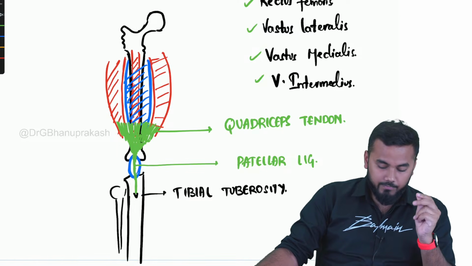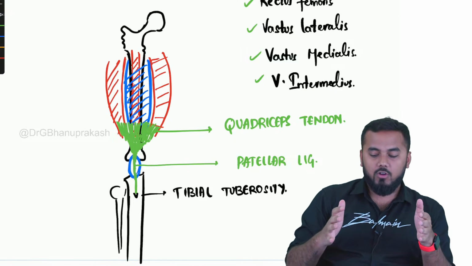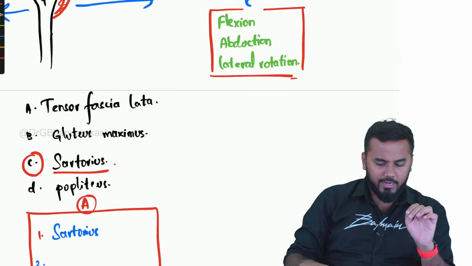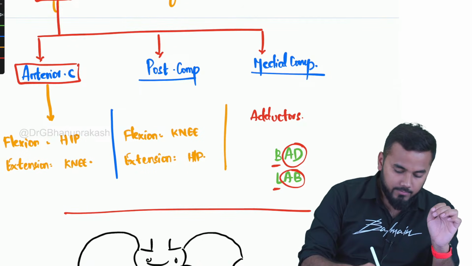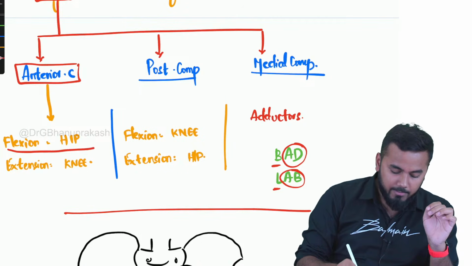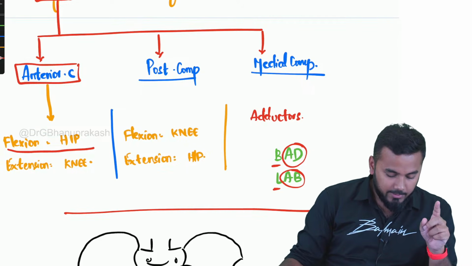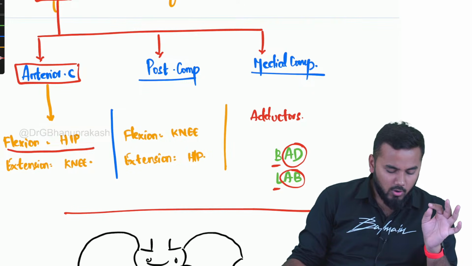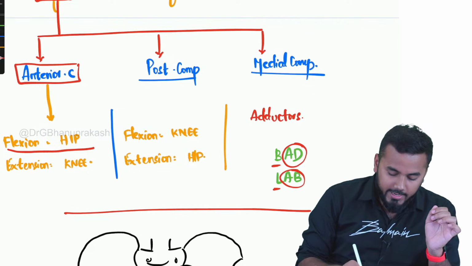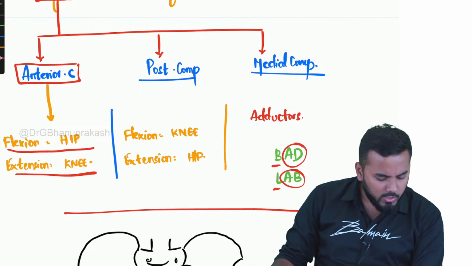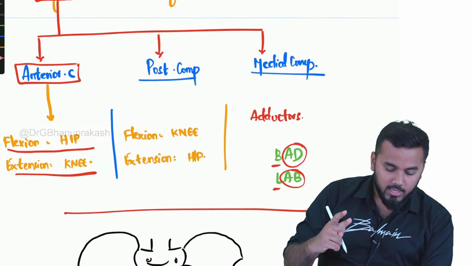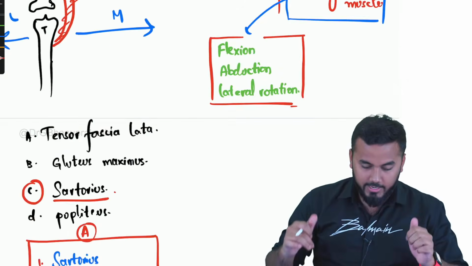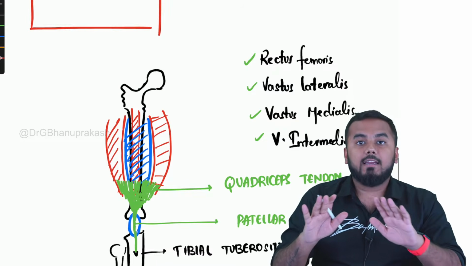Tell me, what is the function of the anterior compartment muscles? I told you in the starting itself. See, there is flexion of hip. Very good. Yes, excellent. Extension of knee. Not only extension of knee, you should answer both: flexion of hip and extension of knee. Very good, guys. So we are done with the anterior compartment muscles.